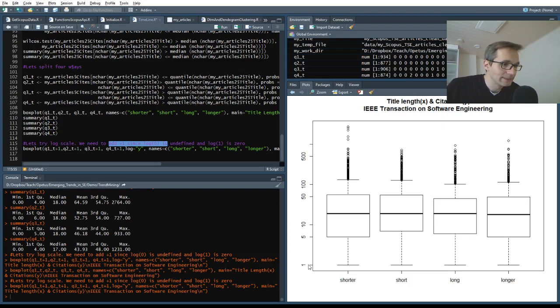We can see that the median value, 18, is roughly there. For the shortest group, the box plot actually covers papers with only 5 citations and goes to 50 something. And for the longer ones, this is actually a bit higher. So overall, there does not seem to be evidence that the title length would influence the citations in IEEE Transactions on Software Engineering.